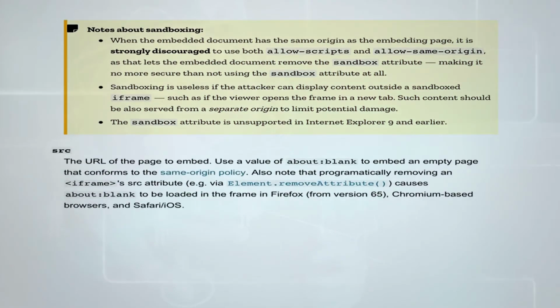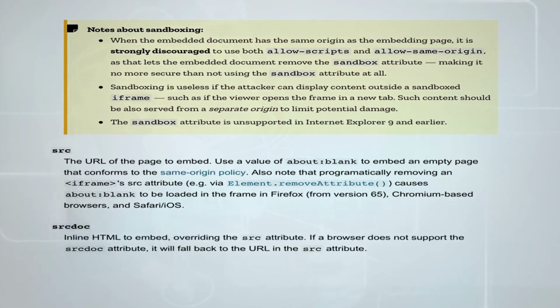Now let us see the source, that is src. It is the URL of the page to embed. Use a value of about:blank to embed an empty page that conforms to the same origin policy. Also note that programmatically removing an iframe's src attribute causes about:blank to be loaded in the frame in Firefox from version 65, and in Chromium based browsers and Safari.